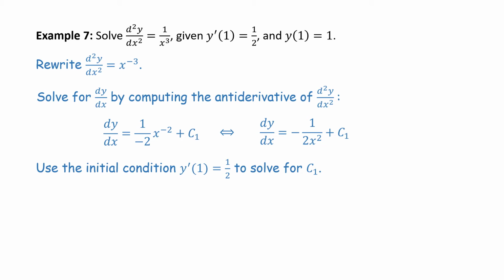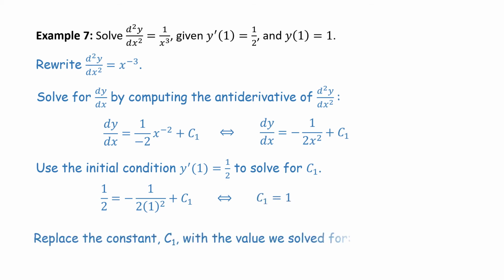We'll use the initial condition y prime of 1 equals 1/2, that's for the first derivative, to solve for c sub 1. So where dy dx was, that's y prime, we'll put in 1/2. And then every place there's an x in the derivative, we'll replace it with 1. So you've got -1 divided by 2 times, where the x was, put in 1, 1 squared, plus c sub 1. And arithmetically solve for c sub 1, which will give you 1.